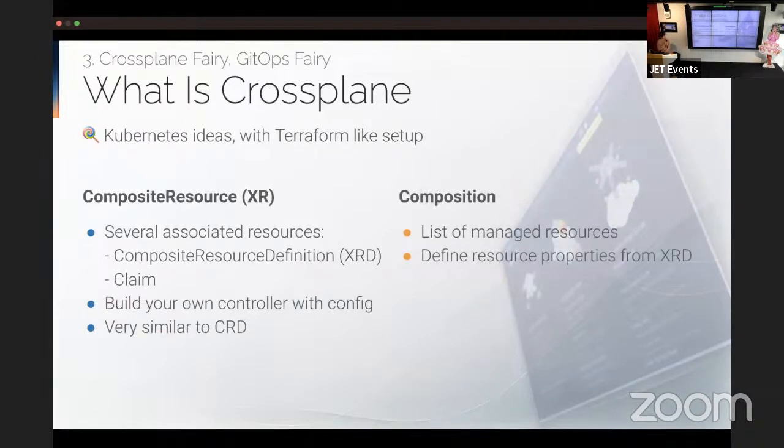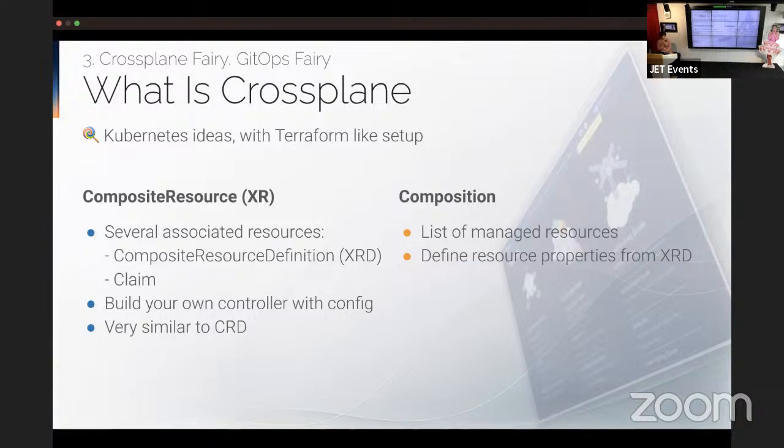The one or two things that I need to mention about Crossplane is that there are 3 or 4 terminologies that you need to be aware of. One is composite resource, and people call it XR. Then there are several associated resources: the composite resource definition, which is referred to as XRD, and also a claim. They are basically about the same thing, which is building your own controller with YAML config. So it's very similar to CRD. You can think of the XRD as exactly the same thing as CRD, but it gives you the power of writing the CRD without writing CRD, kind of.